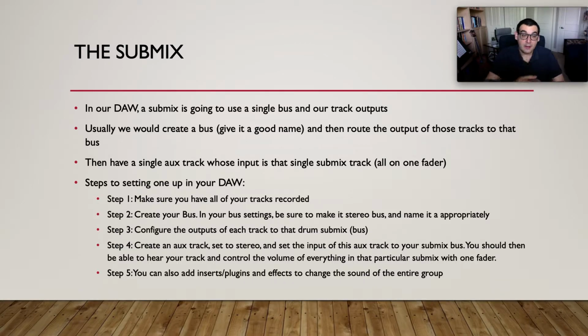You want to configure the outputs of each track, sending it to the correct bus, and you can actually send it to a specific bus, and when you name that bus, you'll actually see the name of it pop up in the specific send, which makes it a lot easier to know where it's going to go. Okay, you can create an aux track. Remember to set it to stereo, not mono, and set the input of this aux track to your submix bus. The signals are coming into the submix and through the bus, and then going out through the bus as well. So into the submix, out through the bus.